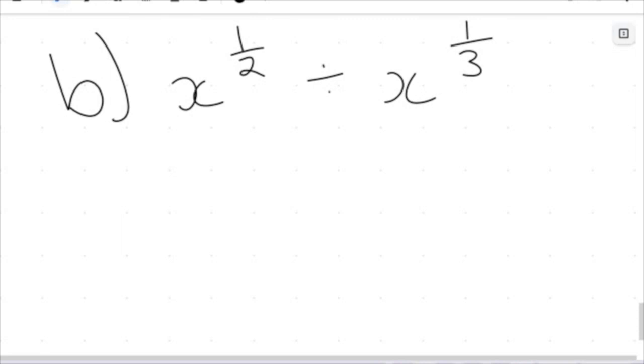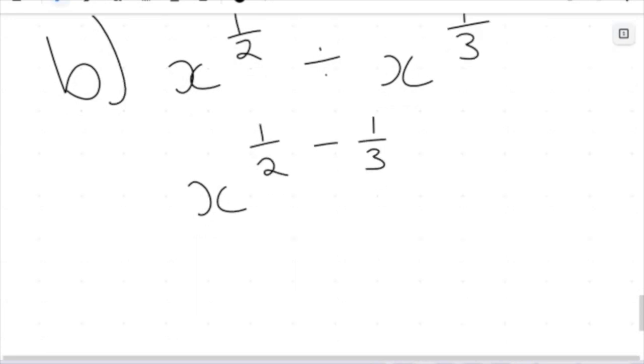Now, another question we have here, question B, is what would be x to the power of a half divided by x to the power of a third? Well, when I divide same base indices, I'm subtracting the powers. So I have x to the power of a half minus 1/3.